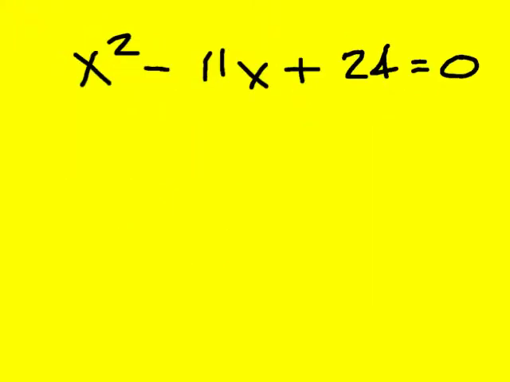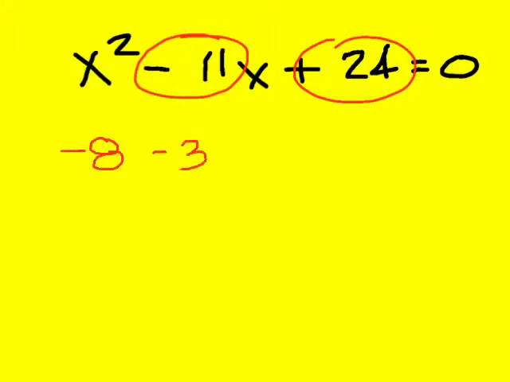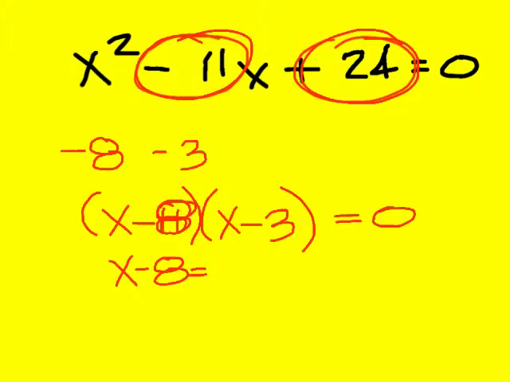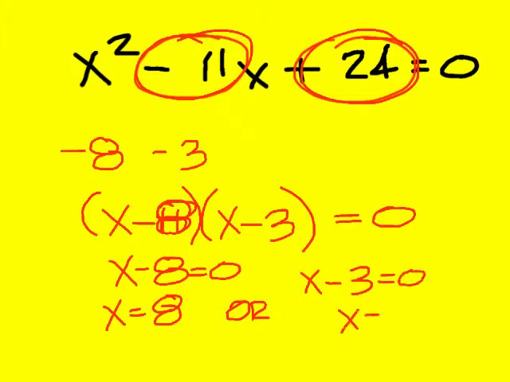Example number 2. I need two numbers that multiply to get positive 24, but they add to get negative 11. What two numbers are those? -8, -3 will multiply to get positive 24 and add to get negative 11. So it should be x minus 8 and x minus 3. So when you solve each after setting them equal to 0, you'll come up with an 8 for x, or it could be a 3 for x. Bring this one up and drop it off.